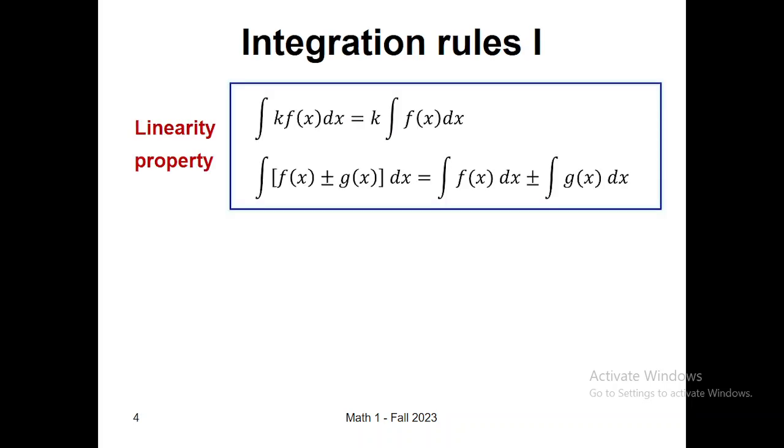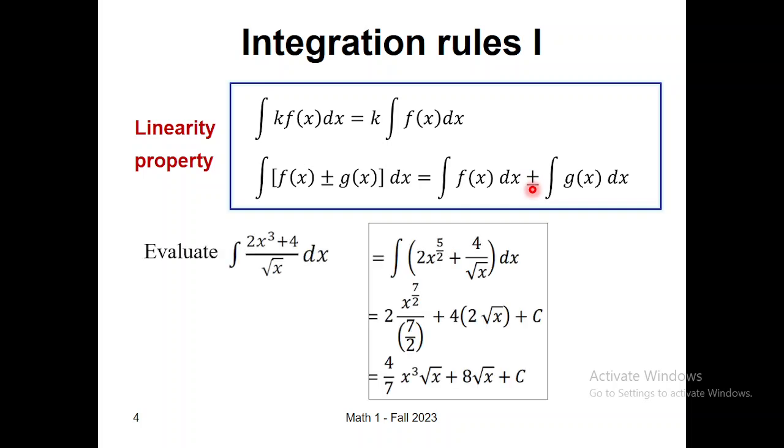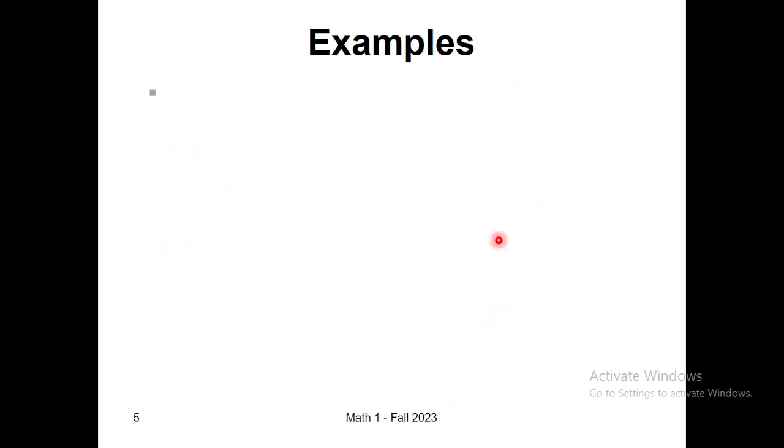The first rule, which is usually called the linearity property, says that if you want to integrate a function that is multiplied by some constant, then you can bring this constant outside the integration. And also, if you want to integrate the sum or difference between two functions, you can distribute the integration over this summation or over this difference. And we presented some examples about these integration rules.